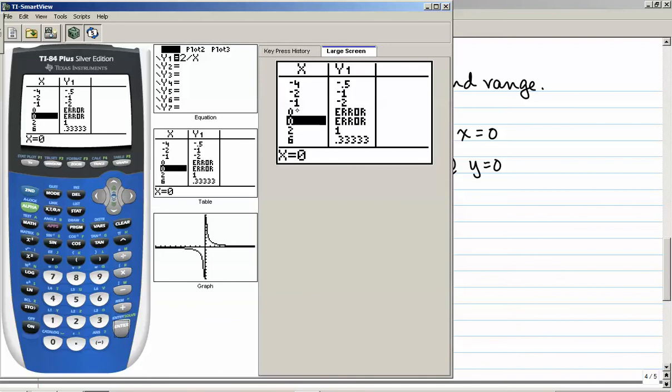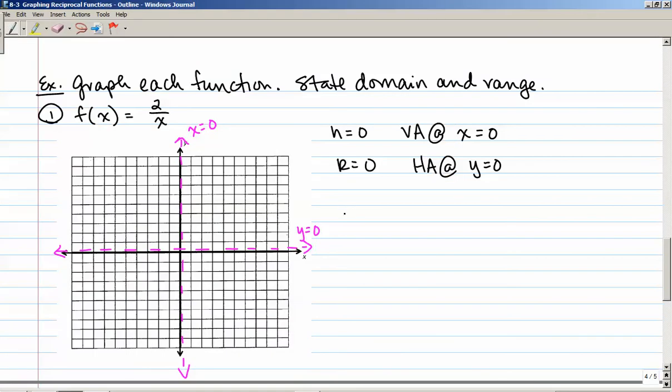Exactly. Doesn't it make sense? X cannot equal 0 because that's one of my asymptotes, so I get an error message. And let's use 1 and 2, and let's use a positive 4. So that gives me some nice values to put in my table. So let's copy that over here. So I have my X and I have my Y.